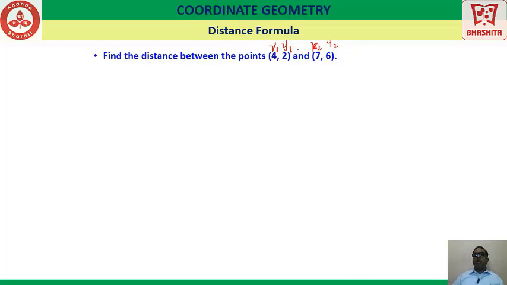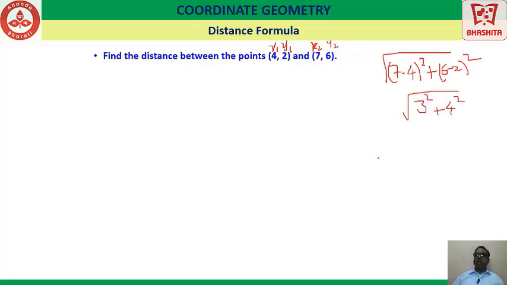What is the formula we saw? Root of x2 minus x1 the square plus y2 minus y1 the square. That means 7 minus 4 the square plus 6 minus 2 the square. Now, 7 and 4 the difference is 3, square is what we have, and likewise 6 and 2 the difference is 4, square is what we have. 3 square is 9, 4 square is how much? 16. 16 plus 9 is 25, square root of 25 is how much? 5. So, the distance between the 2 points is 5 units.